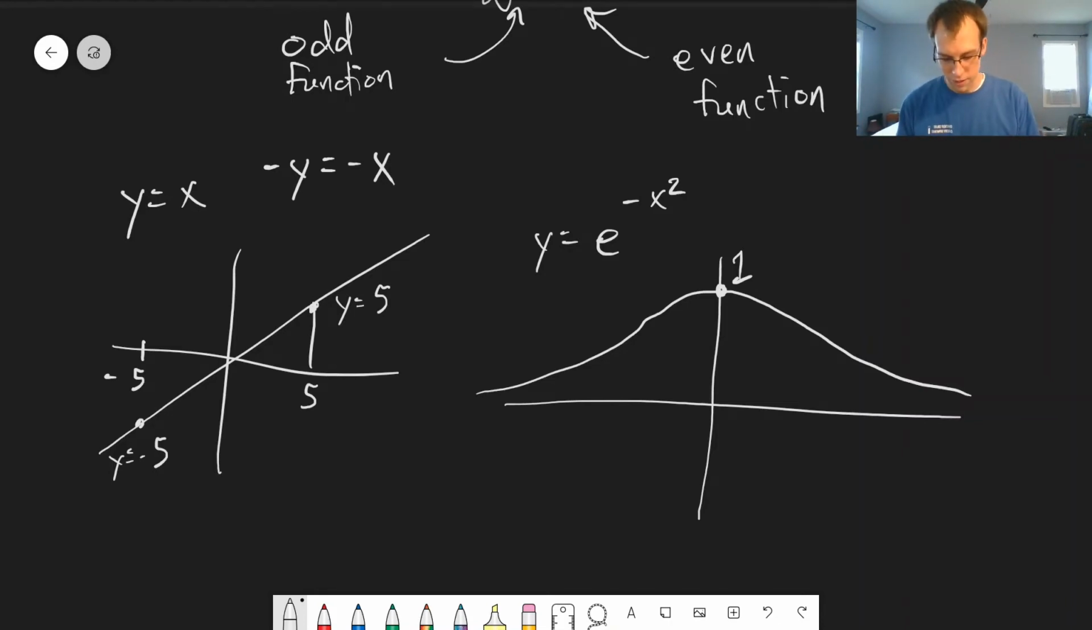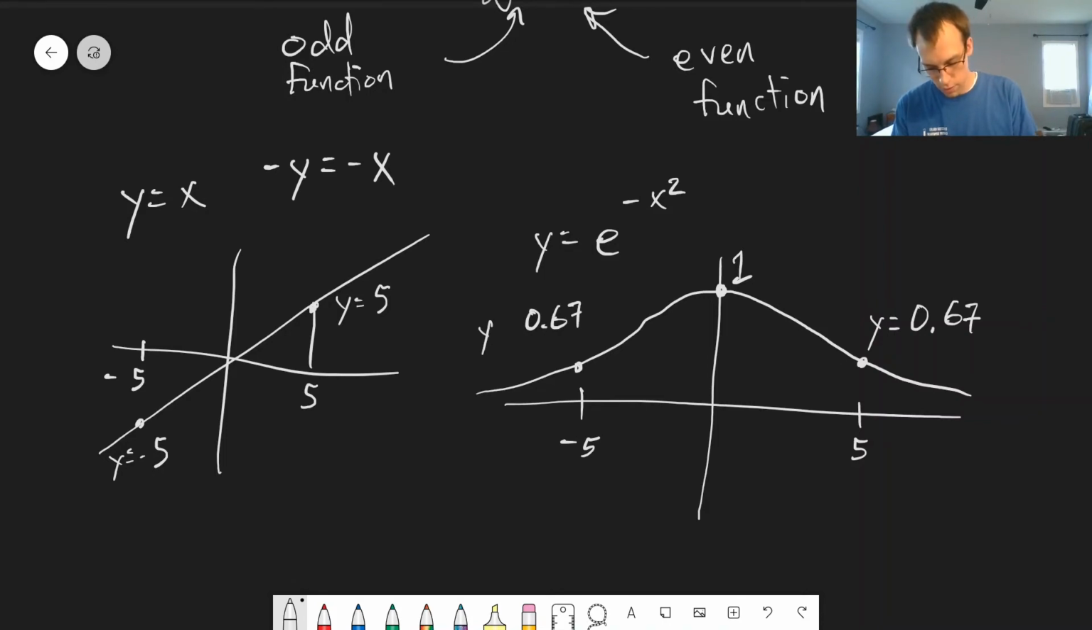An even function is different. So if we go from, say, positive 5 over here and say y is equal to, I don't know, this is going to be some random value. This is not going to be correct. But say it's like 0.67 or whatever. If we go to negative 5, we get the exact same value. Whatever the value was on the positive side is the same on the negative side. So if we take negative x, we still get the same value of y.